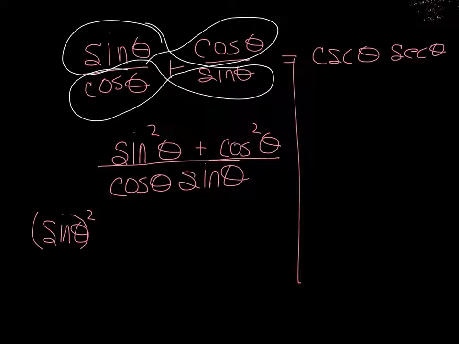Sine squared plus cosine squared is 1. I was like, one. Joke.